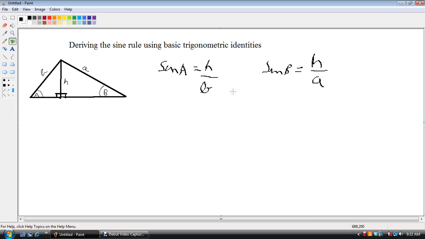Now we have to remember that h is common to both triangles, so we might be able to use that to find our rule. So let's solve for h on both sides. On this side, we find that h is equal to the sine of a times b, and on this side we find that h is equal to the sine of b times a.